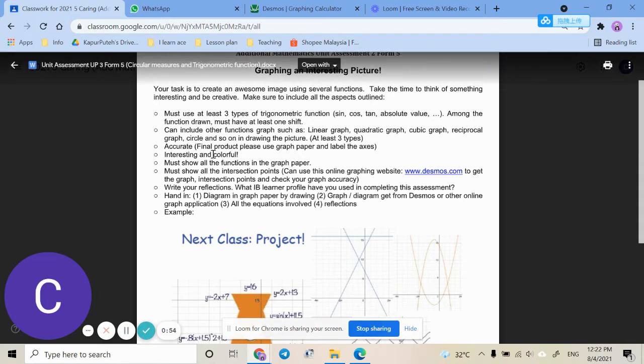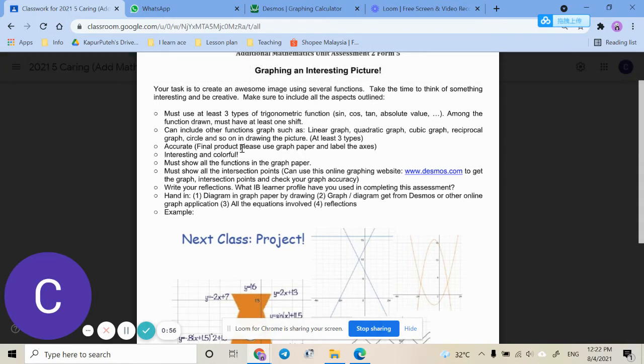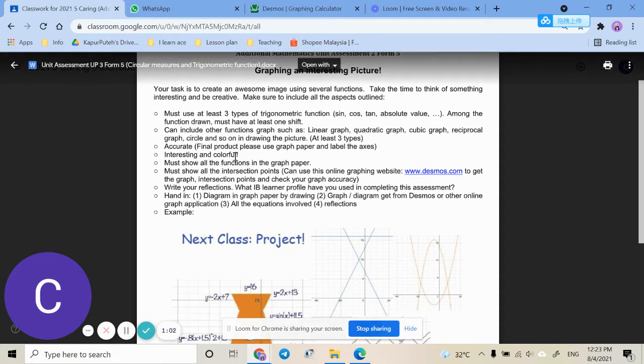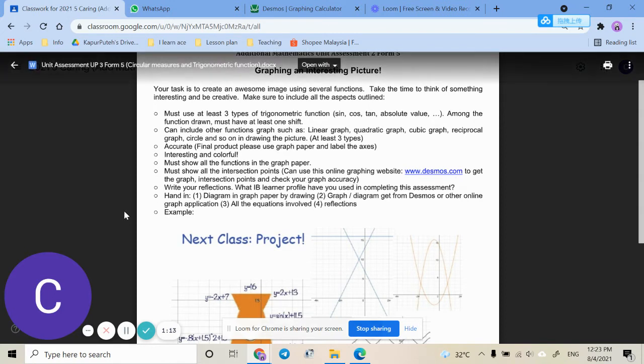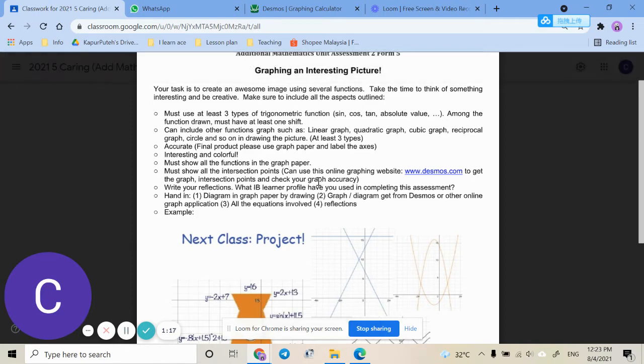For the accuracy of your final product, please use graph paper and label the axes. Try to make it interesting and colorful. You must show all the functions in the graph. You must show all the intersection points. So how do you get the intersection points? You can use Desmos to get the graph and the intersection points to check your graph's accuracy.